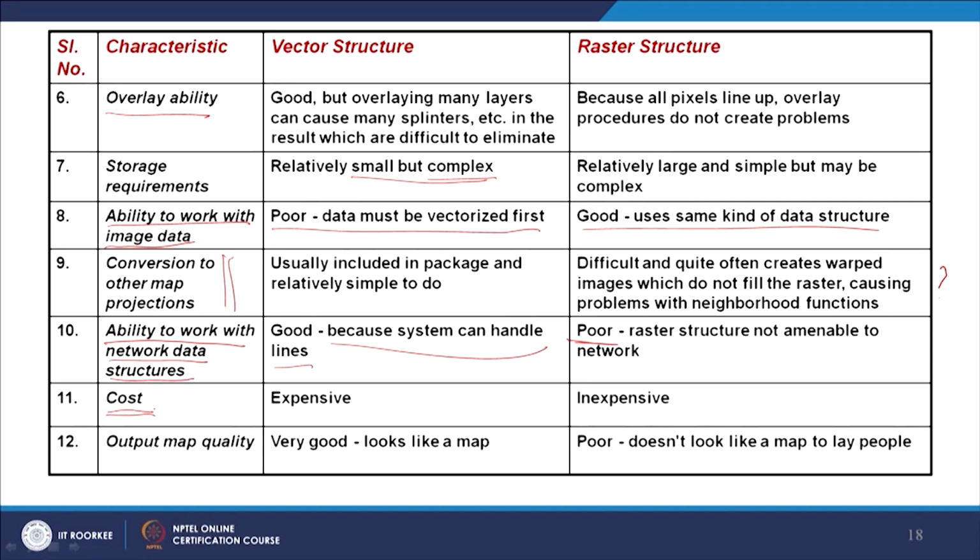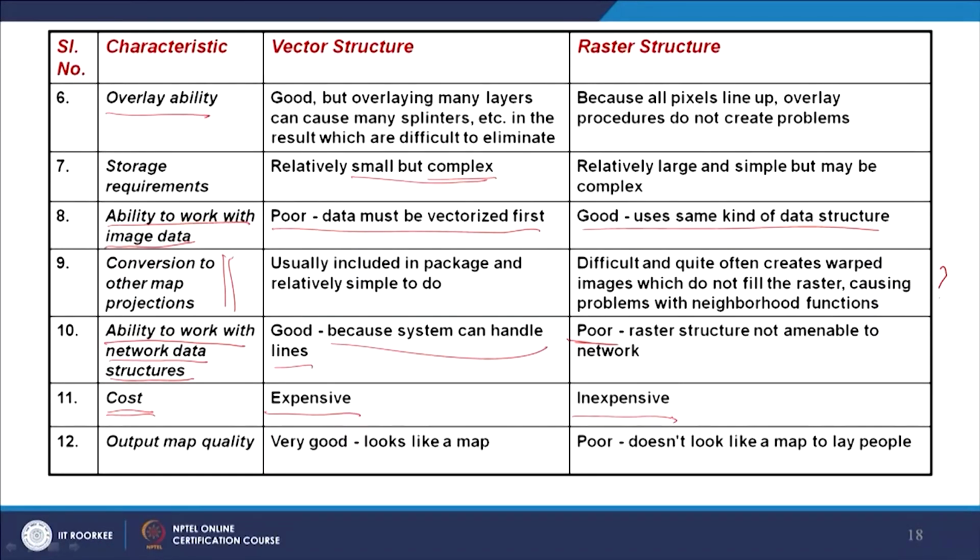Now consider cost. Vector is expensive, really very expensive compared to raster data. Nowadays a lot of satellite images and digital elevation models, both rasters, are available almost free of cost on the net. But hardly any vector data is available free, because it has to be created. You cannot do it like satellite images, which are acquired almost automatically by the satellite sensors.